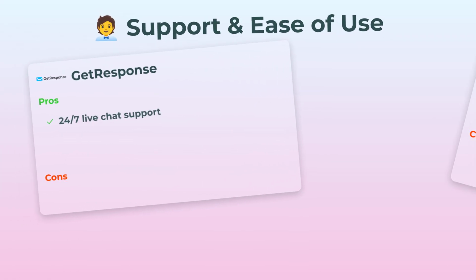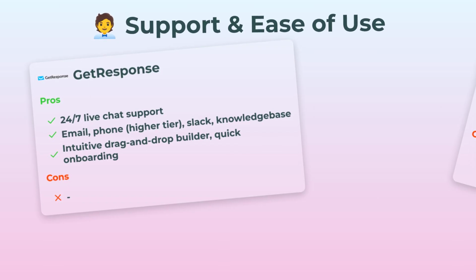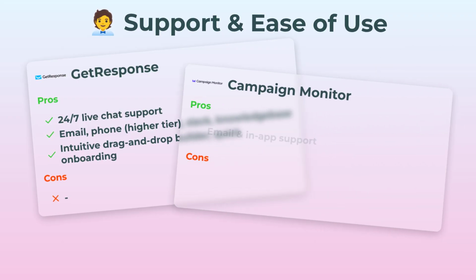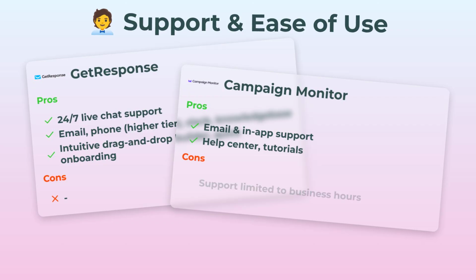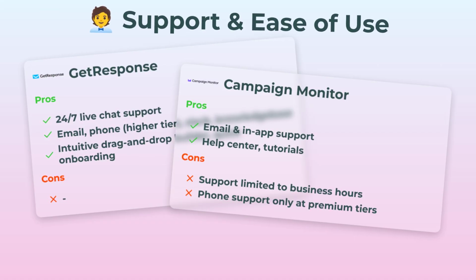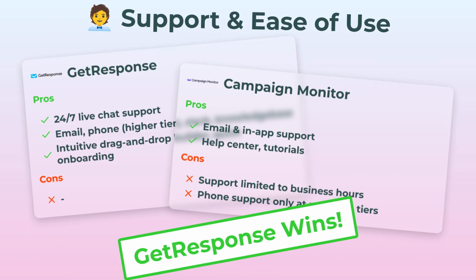Support and ease of use. Let's talk about how much help you can get. GetResponse is kinda a lifesaver here. 24/7 live chat, email, phone if you're on a higher tier, even Slack. Their drag and drop builder is super intuitive and onboarding is fast. Now, Campaign Monitor's support is mostly business hours, and you'll need the premium plan for phone help. The help center is solid, and tutorials are good, but 24/7 chat? Nope. So if you want to chat at 2 a.m. after a campaign break, GetResponse wins.